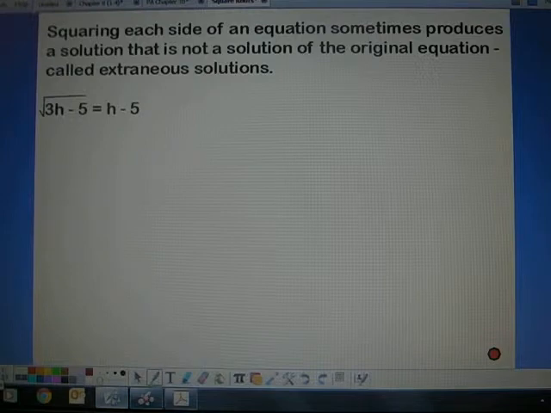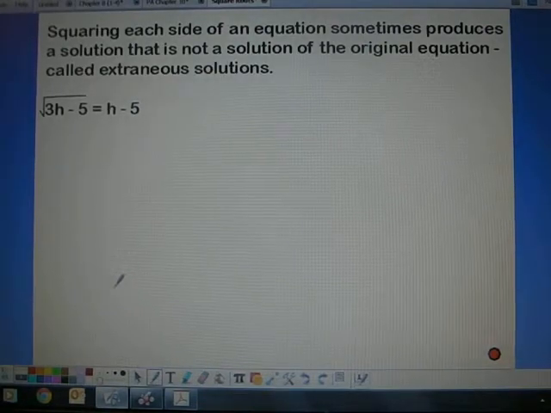Squaring each side of an equation sometimes produces a solution that is not a solution of the original equation. These are called extraneous solutions. The reason this happens is because we have h's inside and h's outside the square root, and when we start squaring both sides, sometimes it gives us a solution that doesn't work. This is also going to take us back to the factoring chapter.